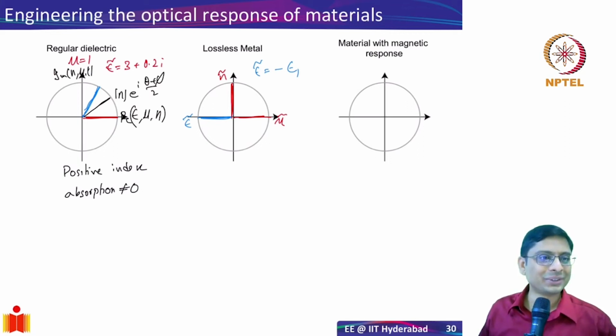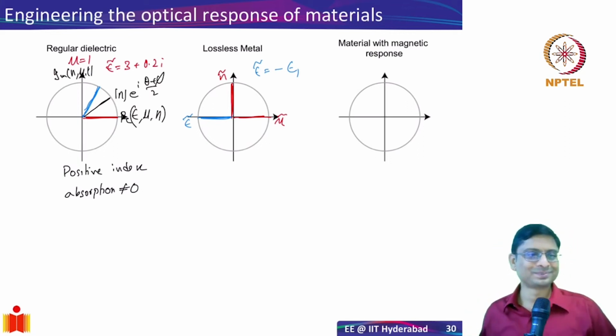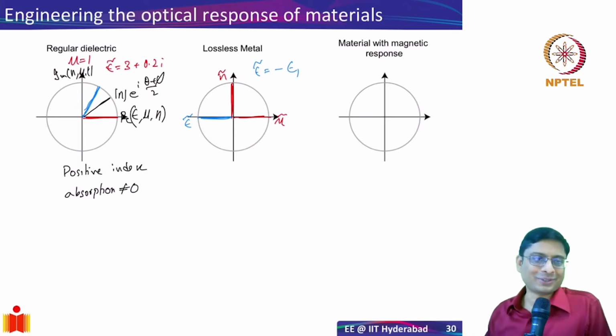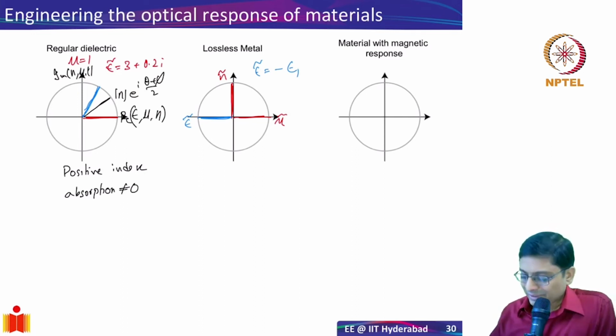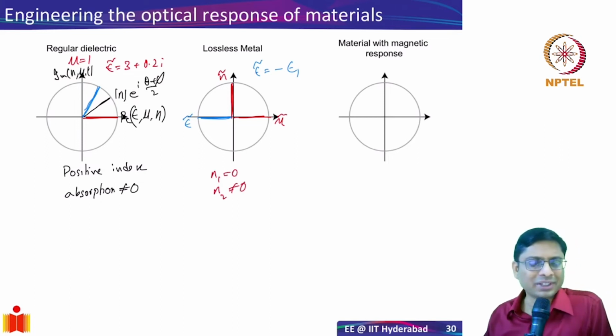What does it mean that you have a 0 refractive index? Okay, think about the implications of it. What will be the velocity of the wave there? And so on. So basically here, n1 equal to 0, and n2 is not going to be 0. Some absorption is there in the material, of course.